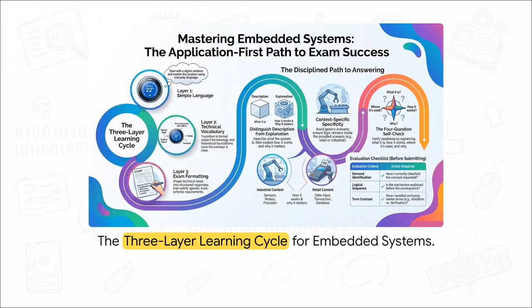To truly master these physical embedded systems, we need to follow what we call the three-layer learning cycle. Layer 1 is simple language, just understanding the basic real-world goal, like a thermostat keeping a room warm. Then, Layer 2 layers in the technical vocabulary. This is where we start dropping in terms like microcontrollers, sensors, and actuators. Finally, Layer 3 is exam formatting, shaping those technical ideas into highly structured responses that satisfy the very strict requirements of the Cambridge mark scheme.